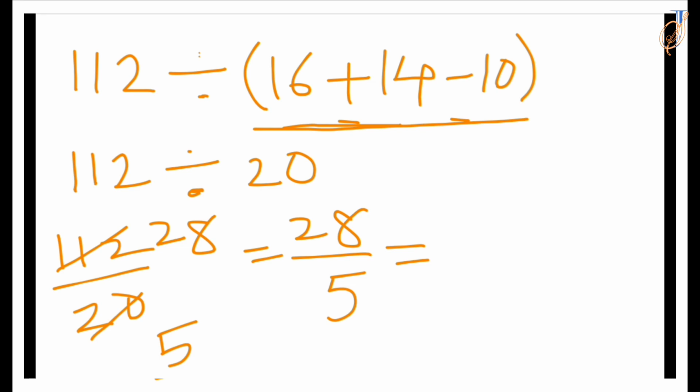You can convert it to a mixed fraction. How can you convert it? See, 5 times 5 is 25. 25 plus, if you add 3, then you will get 28. Like that you can write the mixed fraction also.